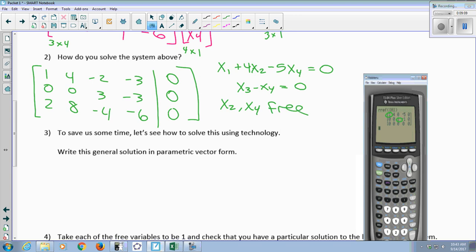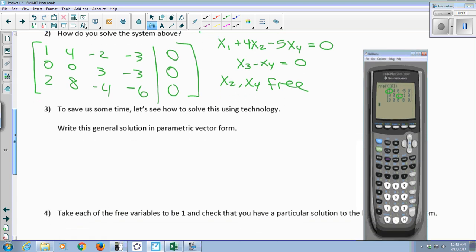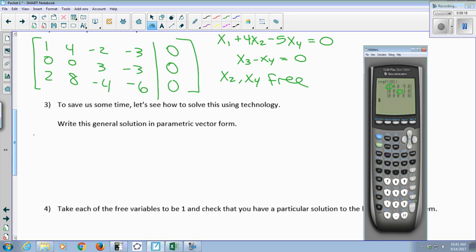Okay. So the first thing I do is in each of those equations, I want to solve for the basic variable in terms of the frees. So I'll do this down here. x1 is going to be negative 4x2 minus 5x4. Solve for the basic x1 in terms of the frees. The next one is going to be x3 equals x4, and then x2, x4 are free. So I'm going to translate this to parametric vector form.